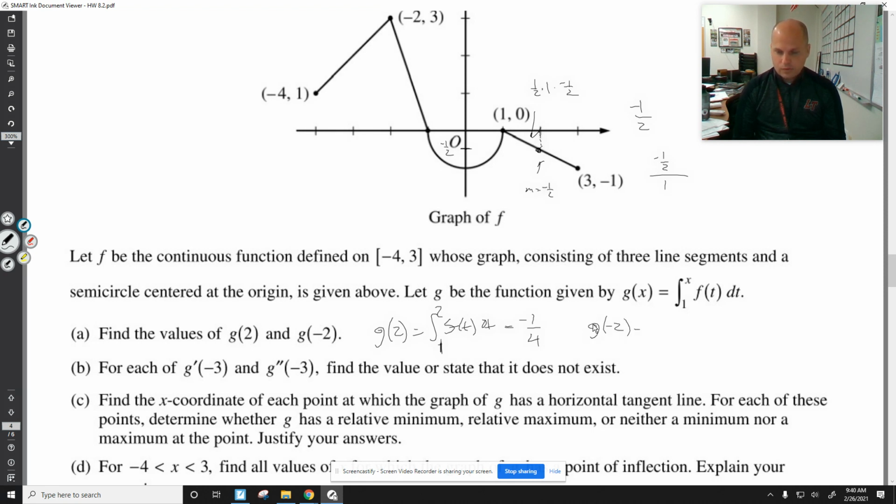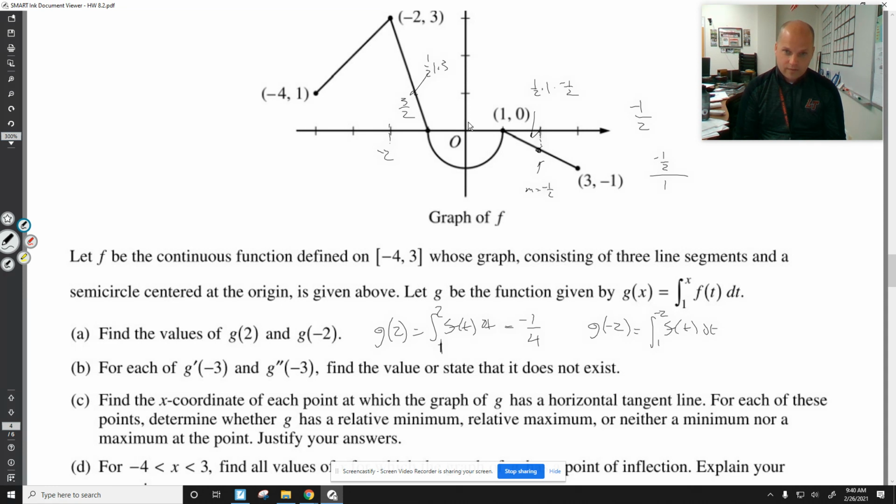g of negative 2, 1 to negative 2. Okay, so I'm going from right to left. I'm going back in time. It's going to be the opposite if I'm going from left to right. I need to find the area from 1 to negative 2. Well, let's start with this triangle. This triangle is a height of 3, a base of 1. So it's 1/2 base times height. This is 3/2.